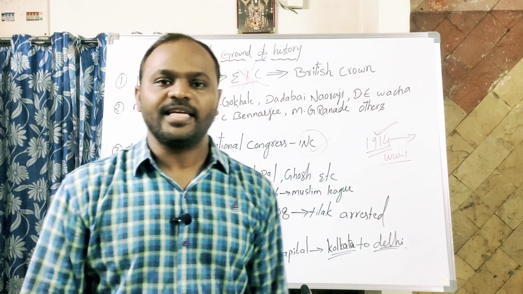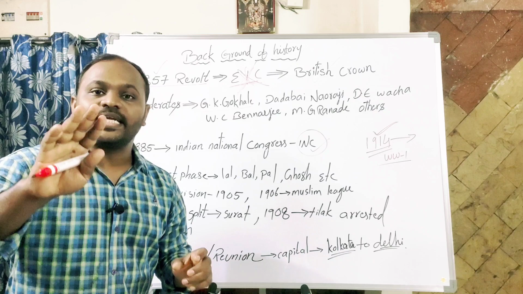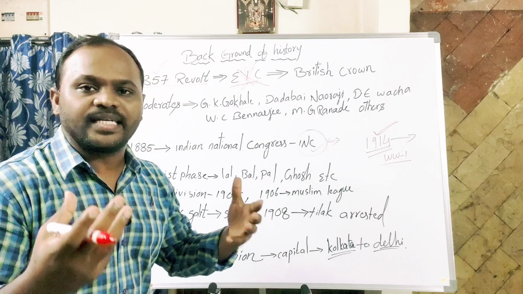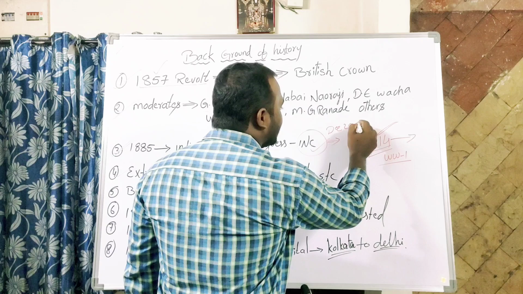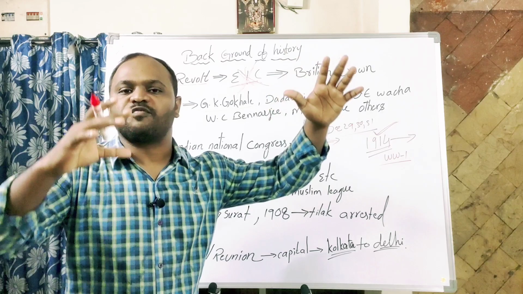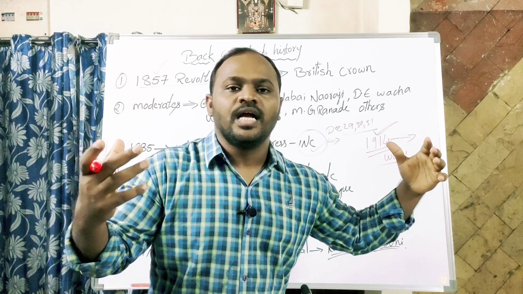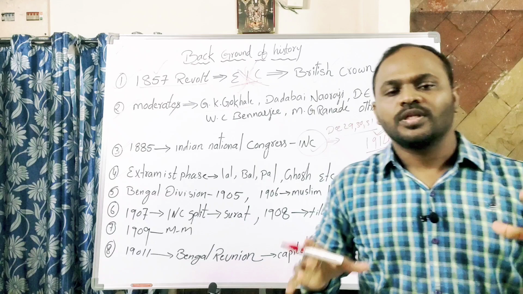But generally, do you know what this Indian National Congress will do? It conducts meetings once in a year, that too for 3 days. For example, every year, December 29, 30, 31st mostly. They will meet every year in different places and go for some discussions and take some resolutions, and they will beg the Britishers saying, please give me that, please do this. That is how the Indian National Congress functioned initially.